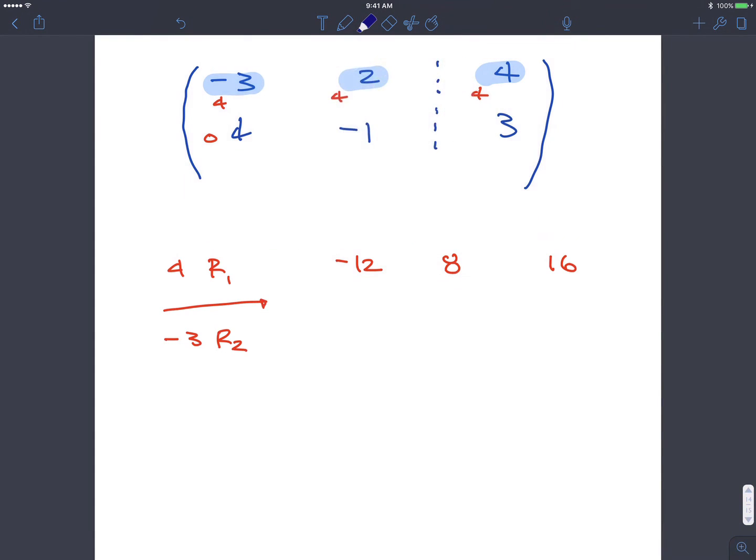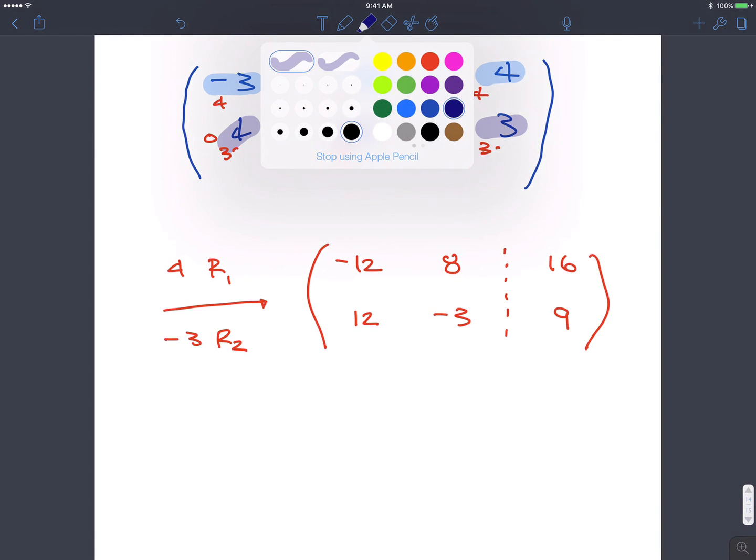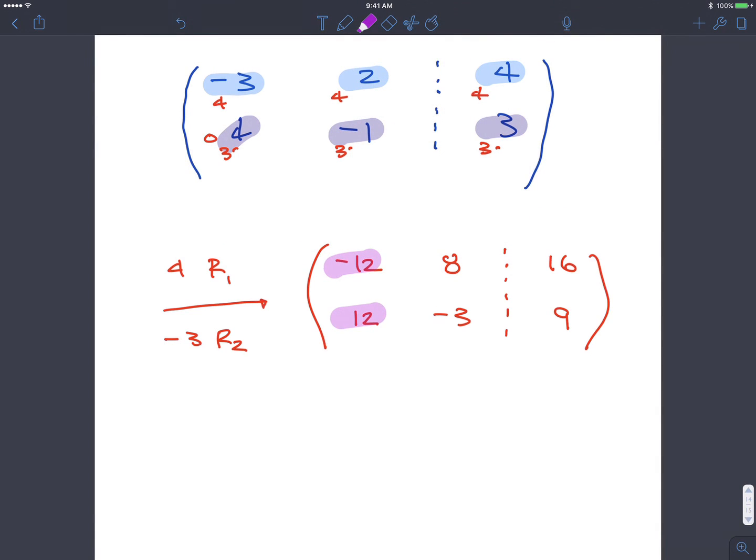I'm going to now take every entry in row 2, and I'm going to multiply it by 3. 3 times this, 3 times this, 3 times this. We get positive 12, negative 3, positive 9. So the effect here really is to make these values in that first position opposites. And that's the idea. And this trick you can use every single time.